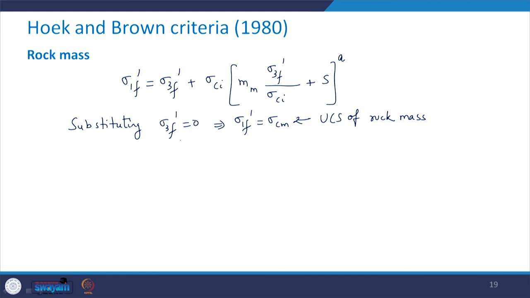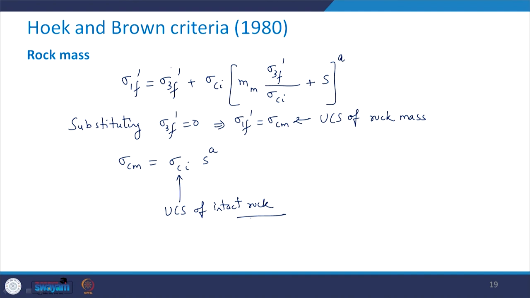So, this is what is going to be sigma cm. This term will become equal to 0 and this term will also become equal to 0. So, ultimately you are going to get sigma ci s to the power a. And we know this sigma ci is UCS of the intact rock.